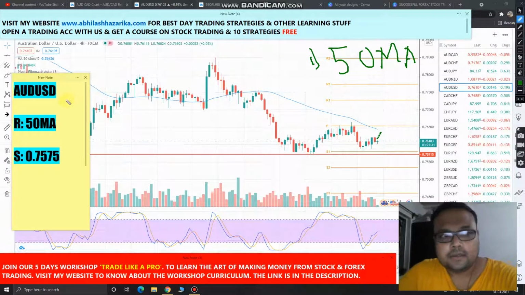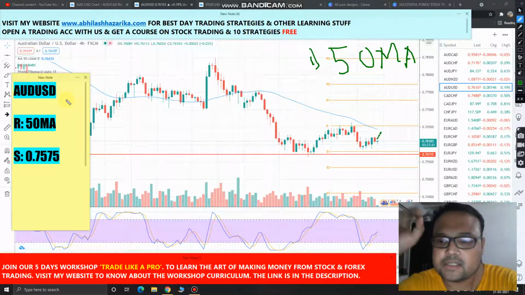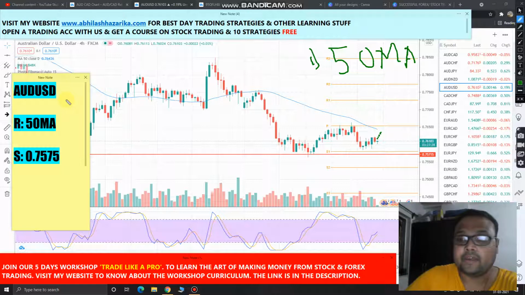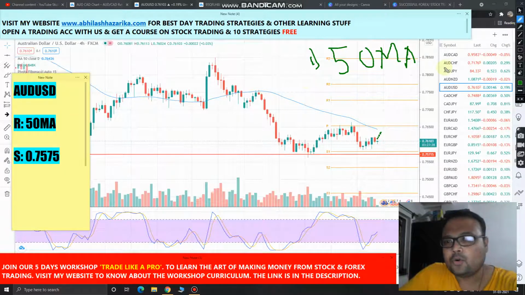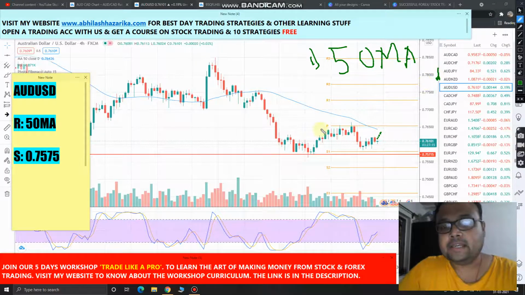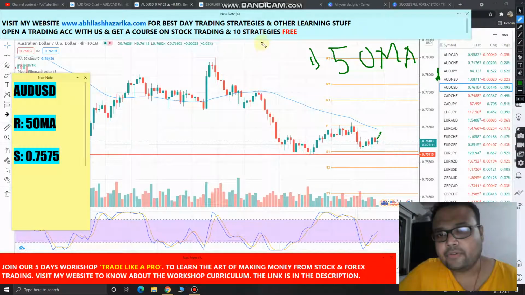When AUD/USD reaches the 50 moving average, just observe the price. If you see that price is struggling near the 50 moving average and is unable to go up, then look for confirmation. Confirmation can be in the form of a shooting star or price rejection from above. Once you get the confirmation that yes, the 50 moving average is still a valid resistance for the market, you can short the market at the 50 moving average, and your target will be 0.7575.